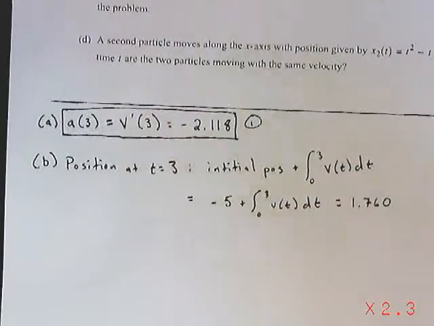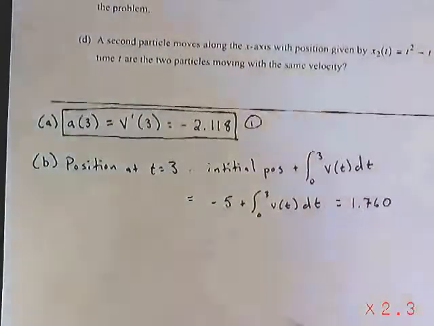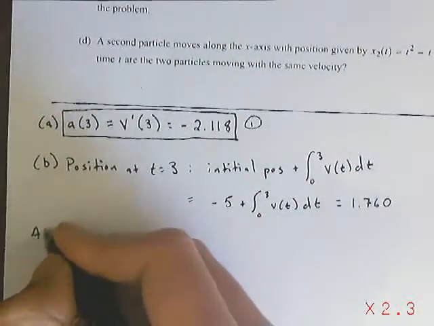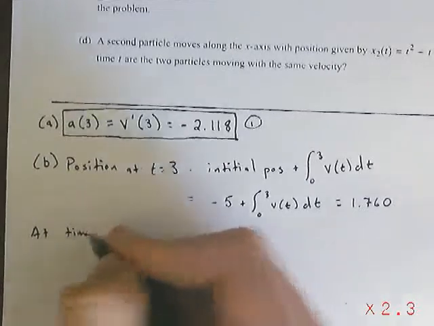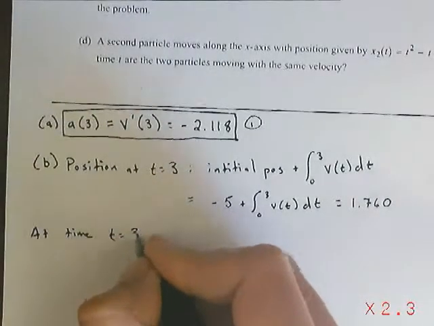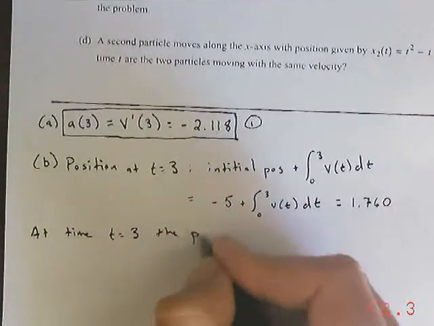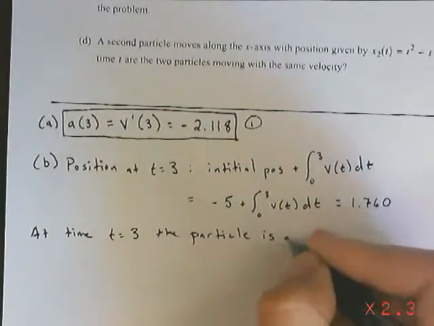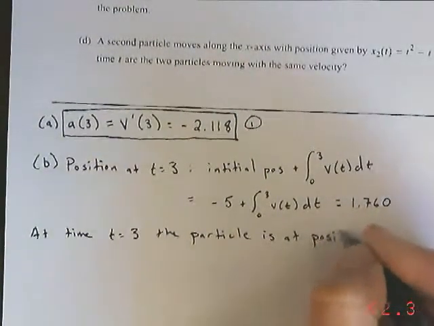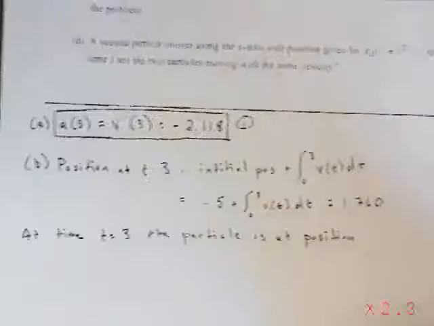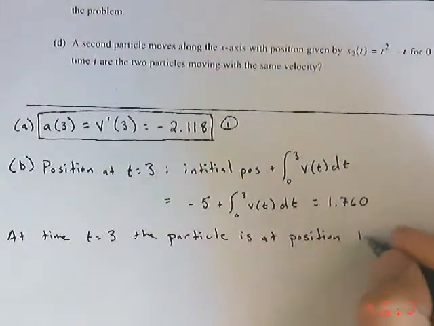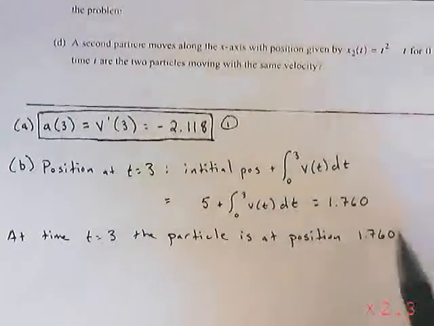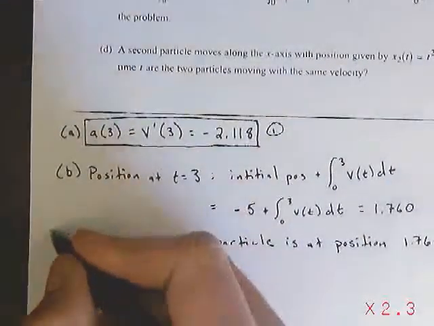And so if we want to write that as a conclusion, we can say at time t equals 3, the particle is at position 1.760. And again, there are no units here, so we're not worried about units.